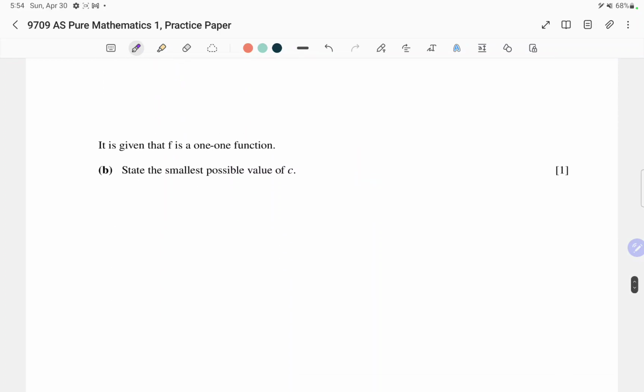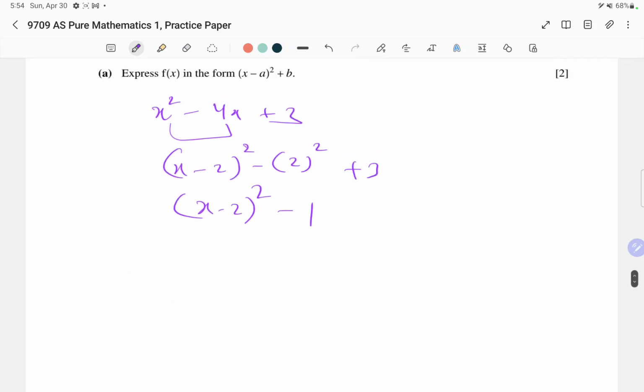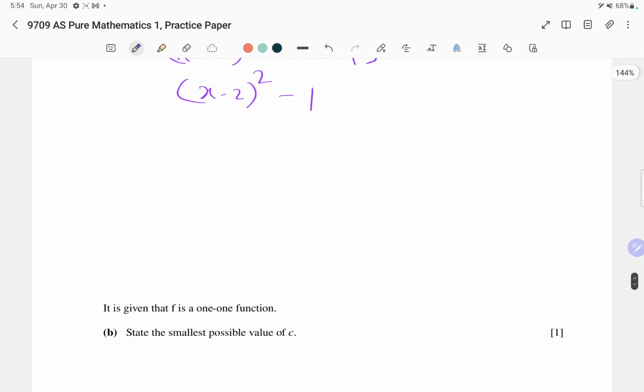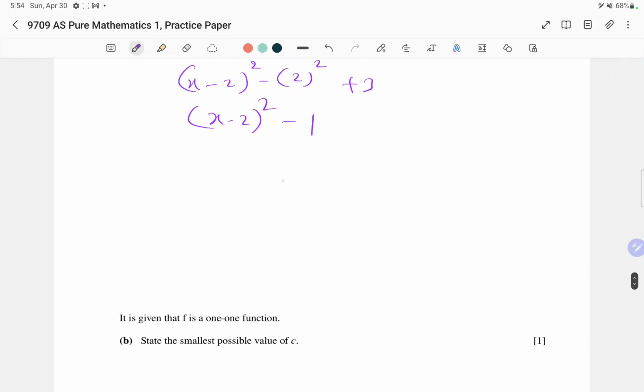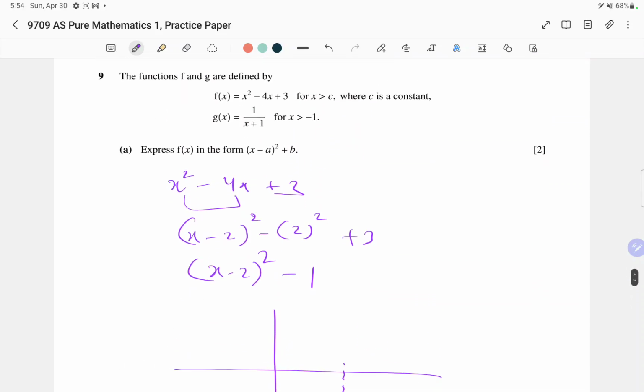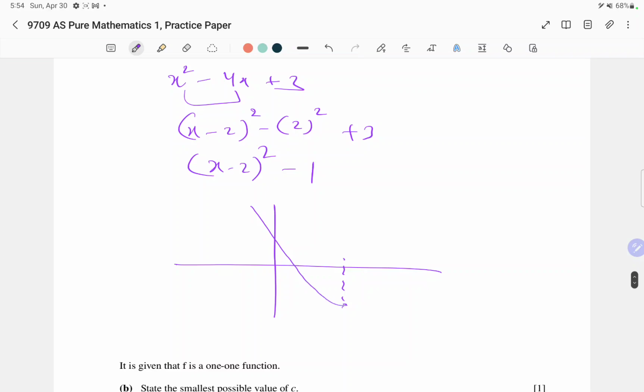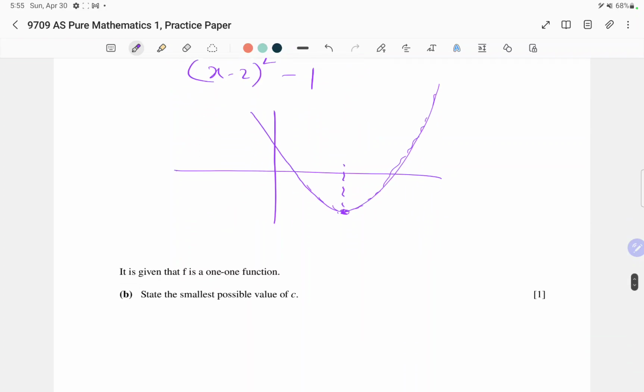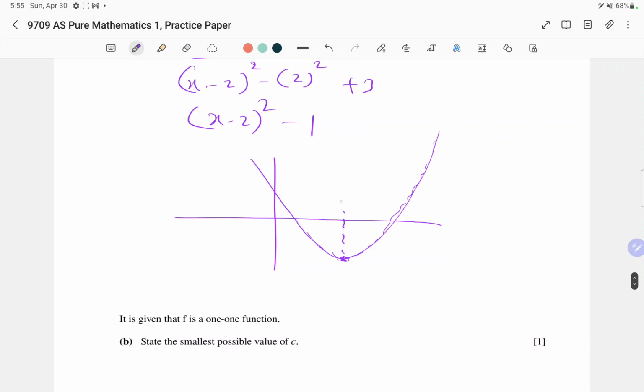Next, it is given that f is 1-1. Okay, so you can understand this when you are able to draw the graph of this. So x is 2 units right and 1 unit down, and here you will get your curve something like that. So either the right portion is 1-1 or the left portion is 1-1, 1-1 being either increasing or decreasing. So this is 2 and this is minus 1, so this coordinate is 2 comma minus 1.